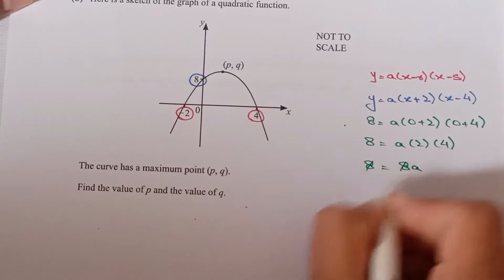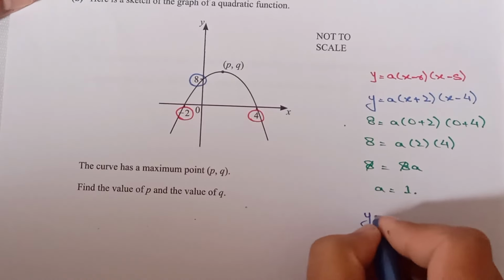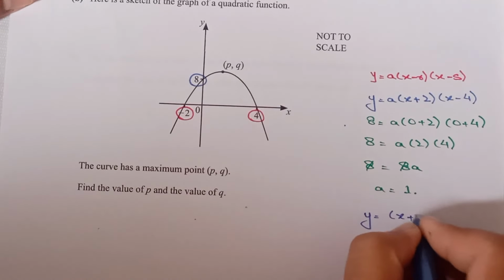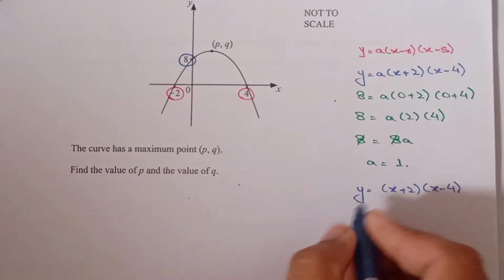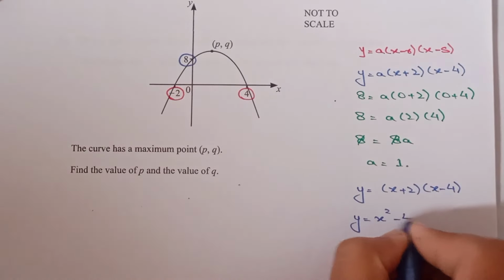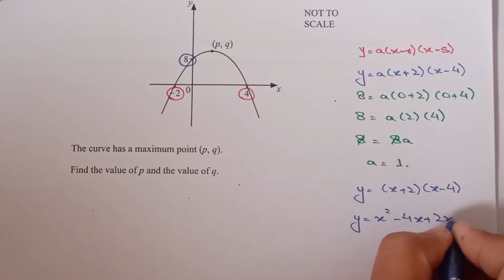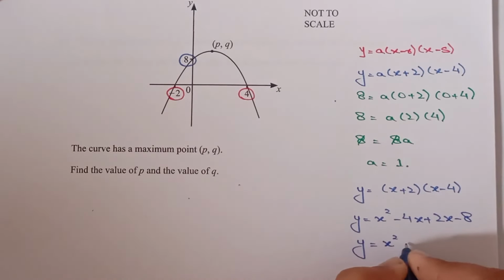So the equation in factored form is y equals a, where a is 1, times x plus 2 and x minus 4. Now let me convert this equation into standard form. By multiplying, x square minus 4x plus 2x and minus 8. So y equals x square minus 2x minus 8. This is a quadratic equation in standard form.